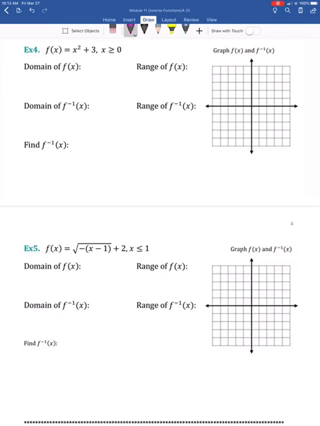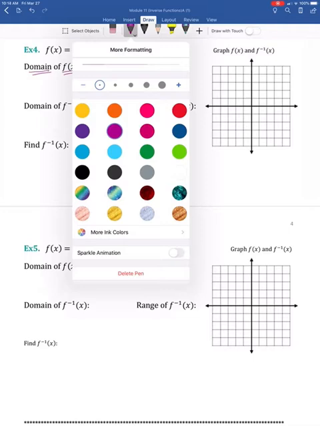Example 4. Here we're looking at continuing and finding inverse functions. Let's talk about this quadratic function. Now let's go ahead and talk about the domain of f of x. Well, the domain of a quadratic, a degree two polynomial function, is all real numbers.